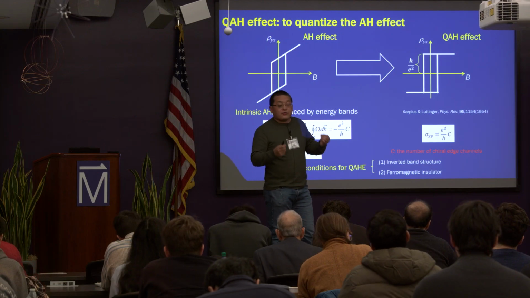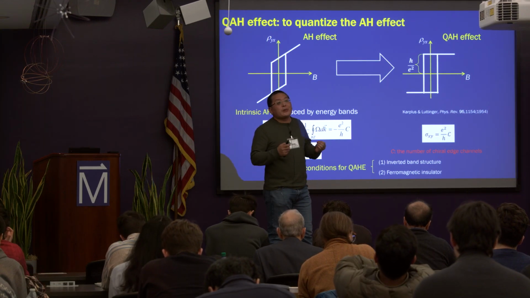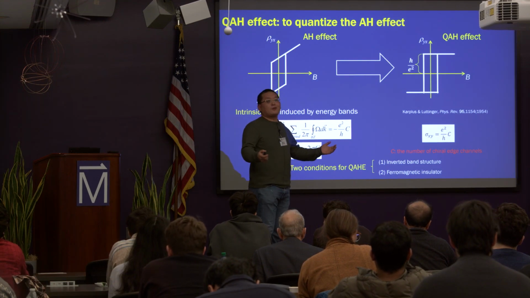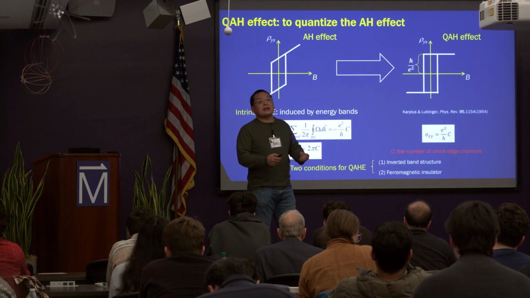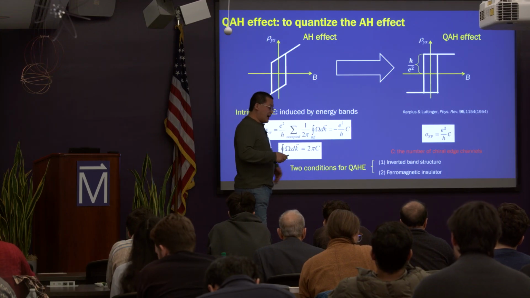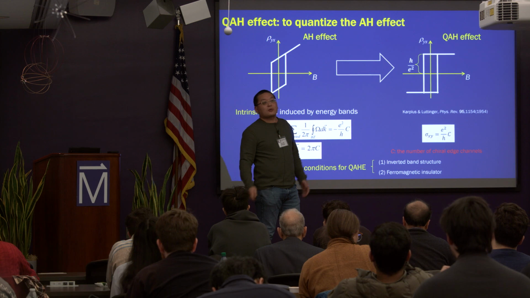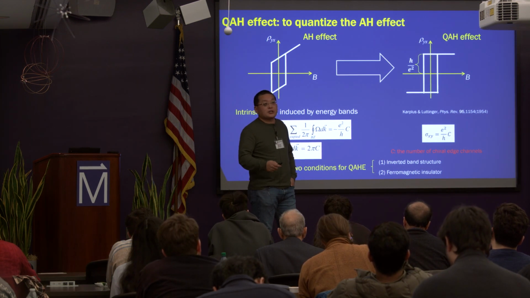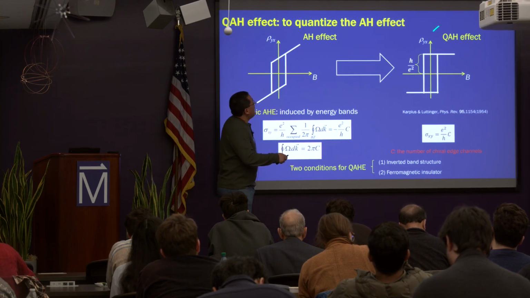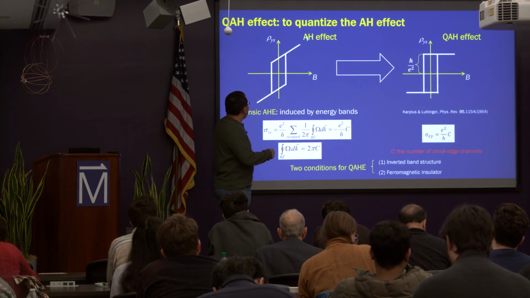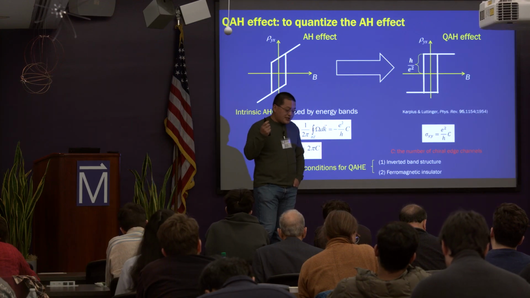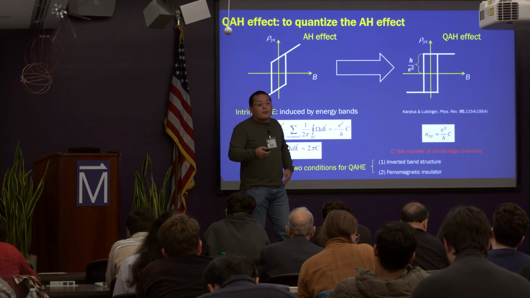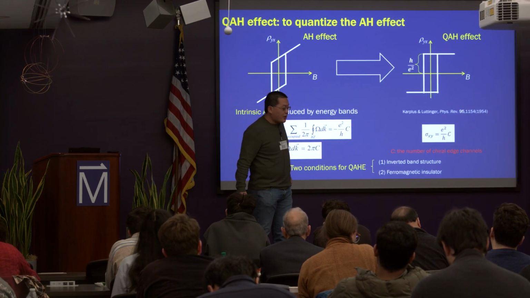So in other words, the quantum anomalous Hall effect can also be considered as the quantized version of the anomalous Hall effect. We know the anomalous Hall effect is just the Hall effect in magnetic materials. There are a lot of magnetic materials that show the anomalous Hall effect. If we could quantize the anomalous Hall effect in ferromagnetic materials, we can also realize the quantum anomalous Hall effect. For the intrinsic anomalous Hall effect, what is intrinsic? It is just because of the electronic band structure.